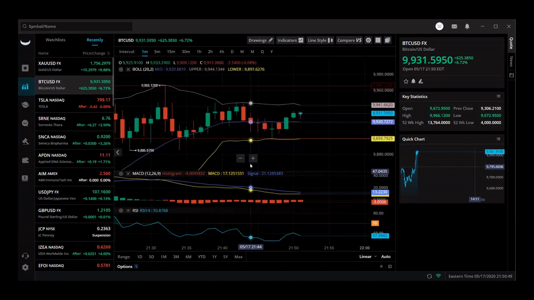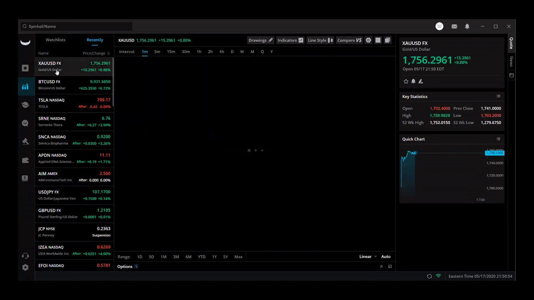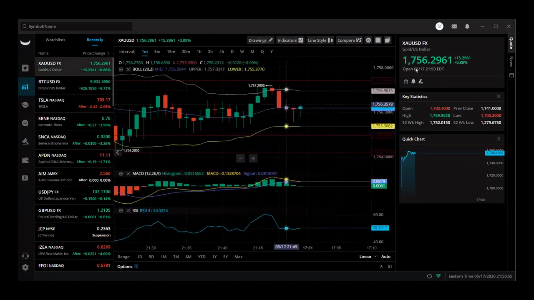Show them gold. Yeah, let's go to gold. Okay, guys, we're gonna show you one other ticker right here. This is gold right now. So gold is live. It's $1,756 an ounce right now.